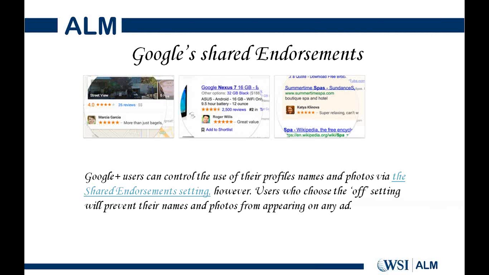Because again, the whole idea is that Google wants you to have the best experience possible, and if people in your network are recommending something, then Google wants to tell you that that particular result, that particular product, that particular service, that particular hotel, that particular resort has been reviewed by somebody in your own network. Here's his name, here's his face, here's his review. So now it's again all about personalization, because Google wants to give you the best results. You can control the use of your profile names and your photos in the shared endorsement settings. That's in your account, and users that are going to choose the off setting are going to prevent their names and photos from appearing in any ad.